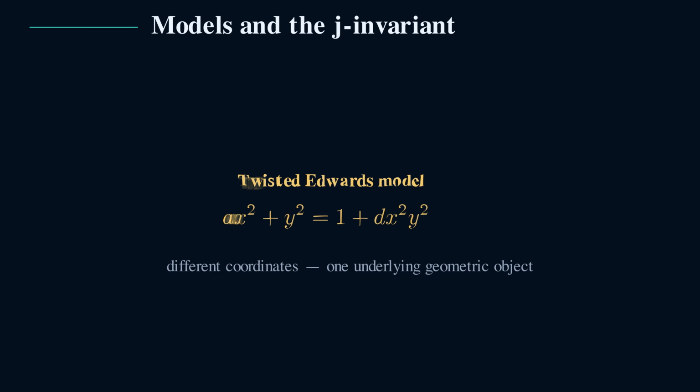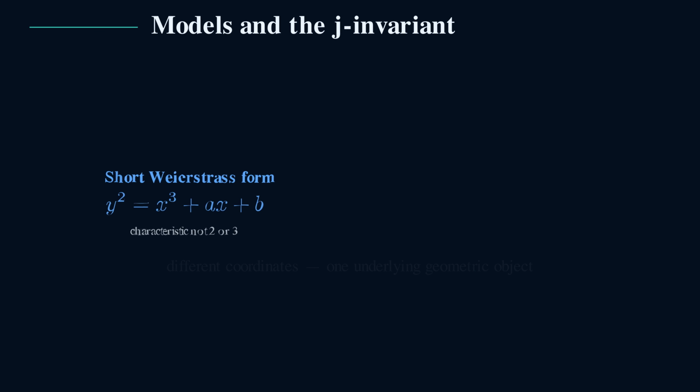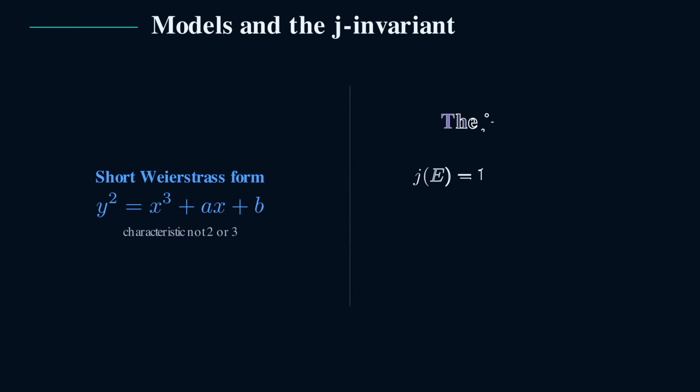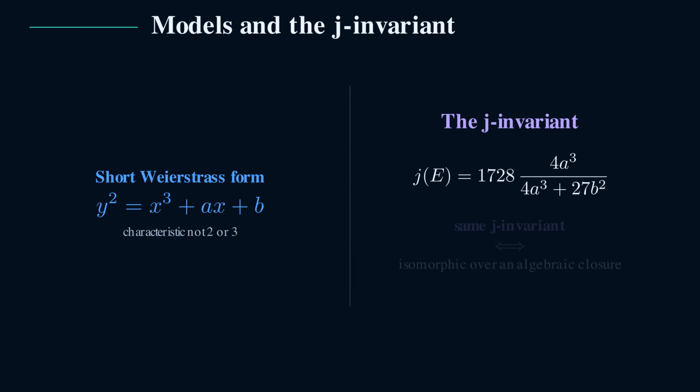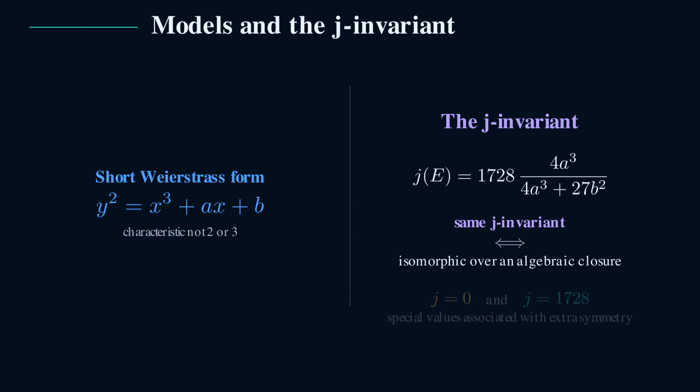One invariant that helps organize elliptic curves is the j-invariant. For a short Weierstrass equation in characteristic different from 2 and 3, it is given by this expression. Two elliptic curves over an algebraic closure are isomorphic exactly when they have the same j-invariant. So j is a compact fingerprint of the underlying curve, rather than of one particular equation. The values 0 and 1728 are especially important because they often signal extra symmetry. The j-invariant will return later, whenever we need to compare or identify elliptic curves.